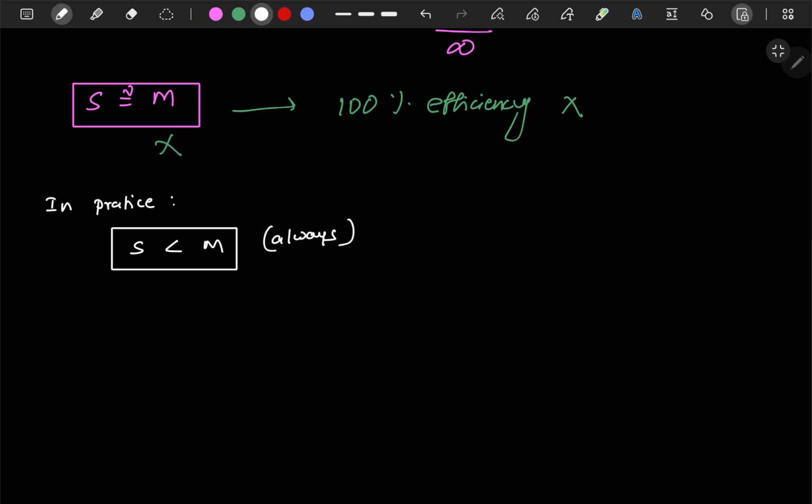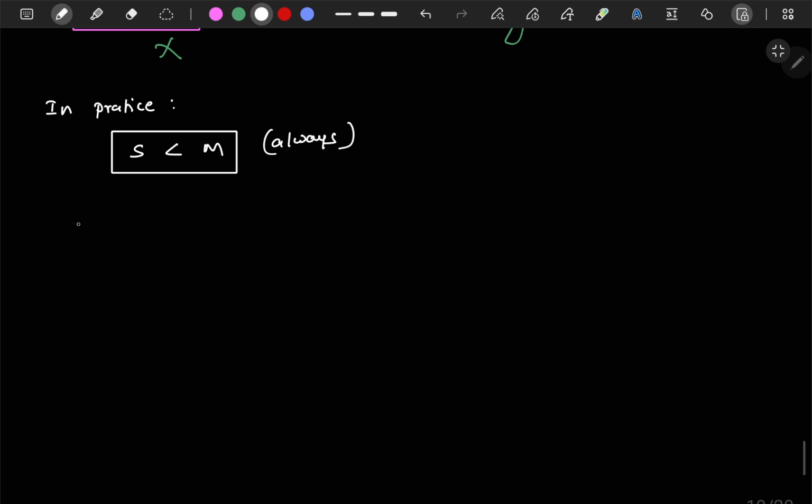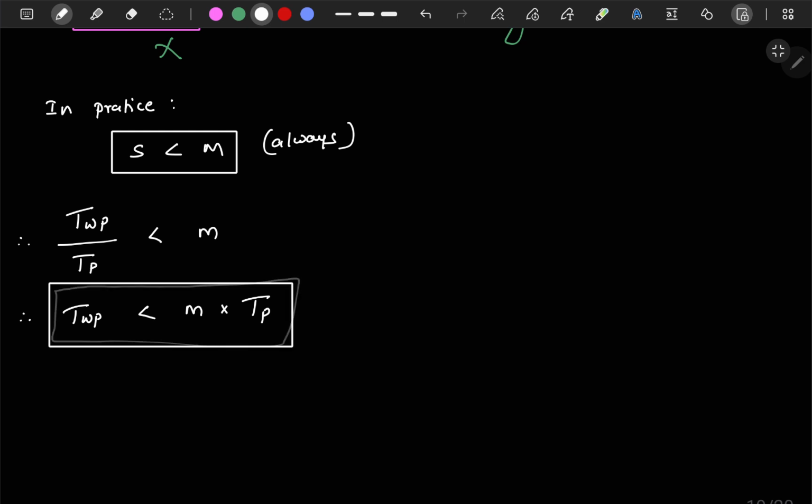Now if I elaborate this, you can clearly see one thing. What is speedup? Speedup can be written as time taken without pipelining over time taken with pipelining, which is smaller than m, that is the number of stages. M is the number of stages, right? Now I can do one thing: time taken without pipelining is smaller than m into Tp. Can I write like this? Now you can observe one more thing here. Can you see what is the meaning of this particular formula?